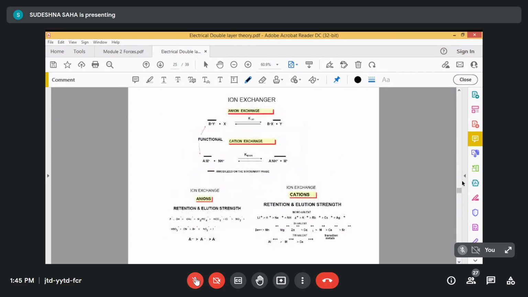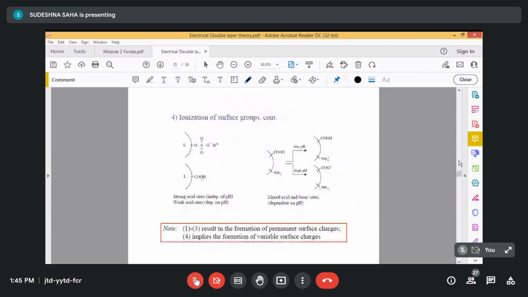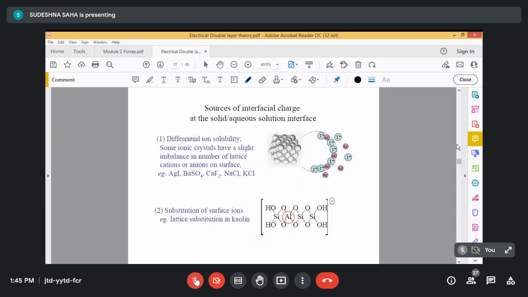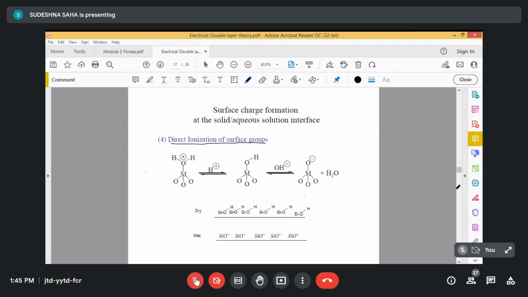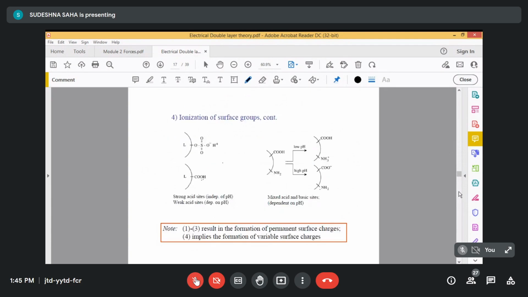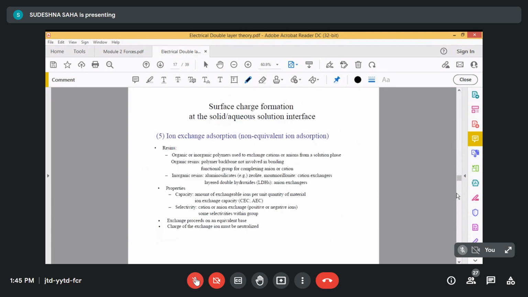Either there could be differential ion solubility, or there could be substitution of surface ions, specific ion adsorption, direct ionization of the surface groups, or ion exchange based adsorption. So any one of them will be responsible for acquiring the surface charge on a certain particle.